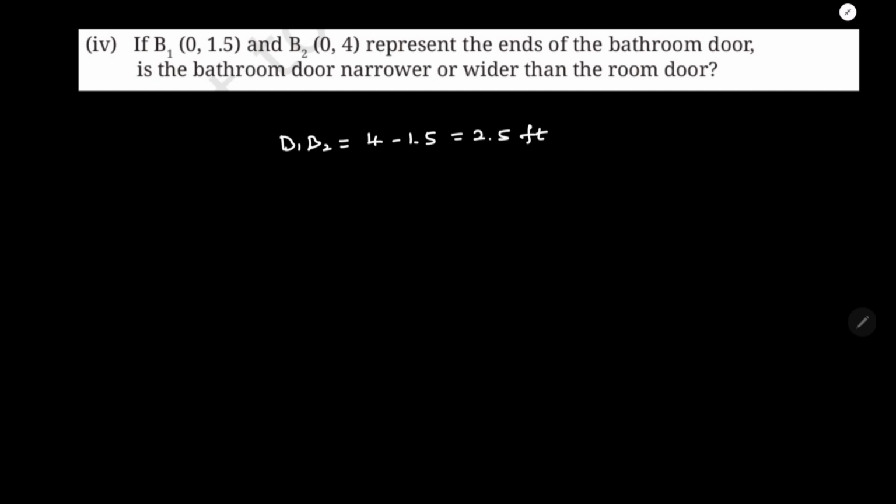But we already found the width of the room door. The room door width is 3.5 feet. The question is, is the bathroom door narrower or wider? Our bathroom door is narrower than the room door, because its width is less than the width of the room door.